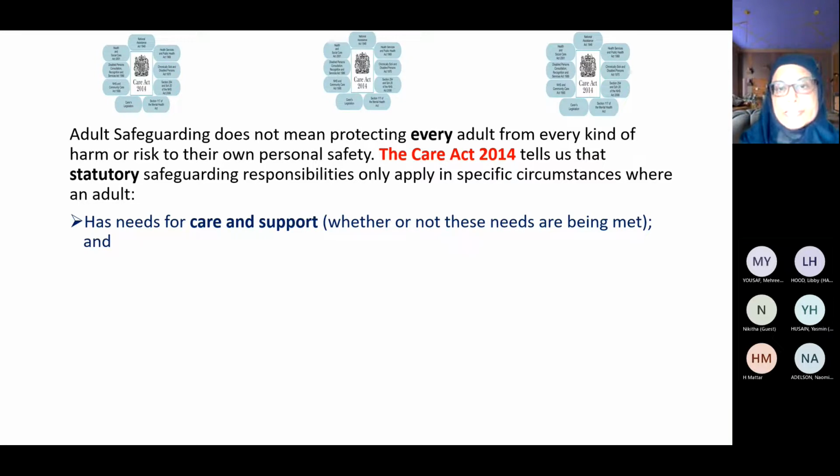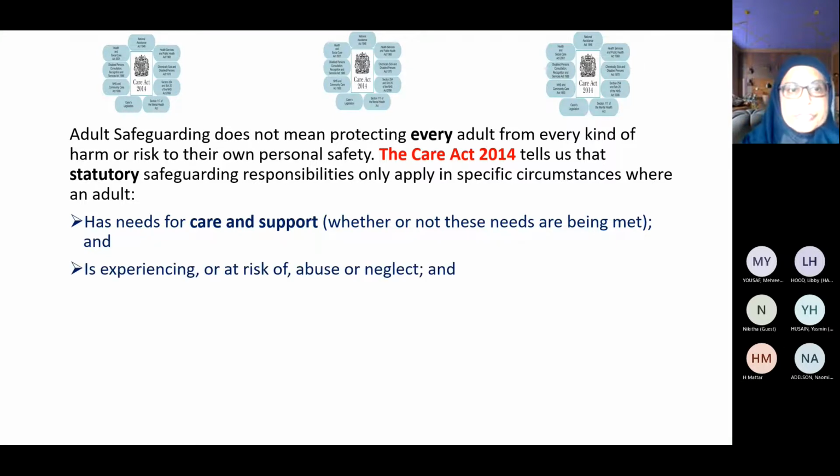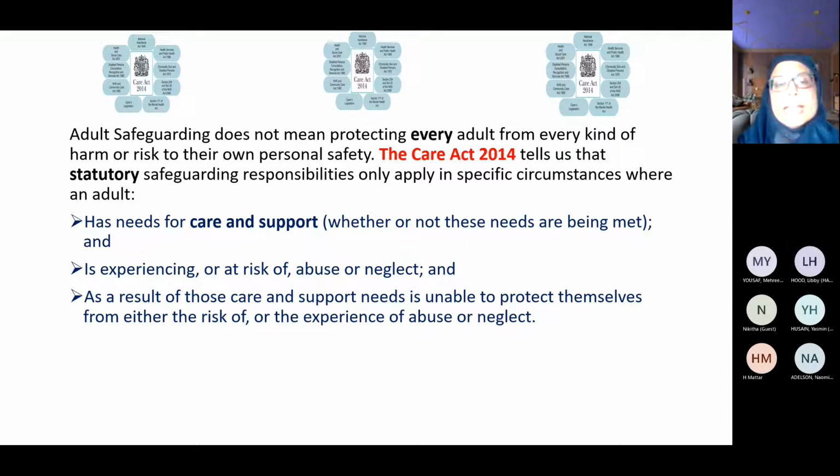The adult has to have care and support needs, whether or not these are being met. So they don't necessarily have to have a carer, but they have to have needs where they need a carer, so to speak. They need to be experiencing or at risk of abuse or neglect, and as a result of their care and support needs, they are unable to protect themselves from either the risk of or the experience of abuse or neglect.